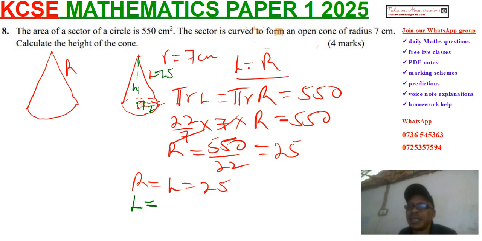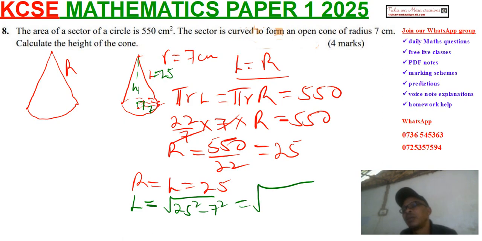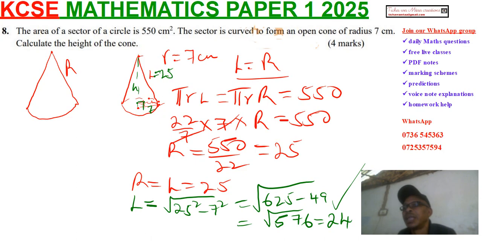So we get the square root. That is Pythagoras theorem. It is 25 squared minus 7 squared, which gives you the square root of 625 minus 49, and when you subtract that, you get the square root of 576, which is equal to 24. So it means that the height of the cone is 24 centimeters. That is how you get the height of the cone.